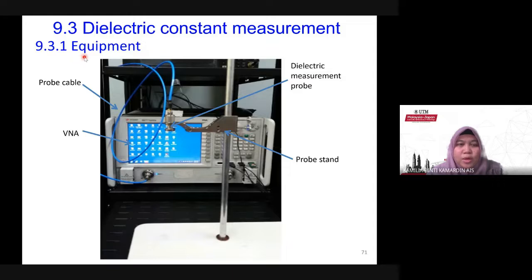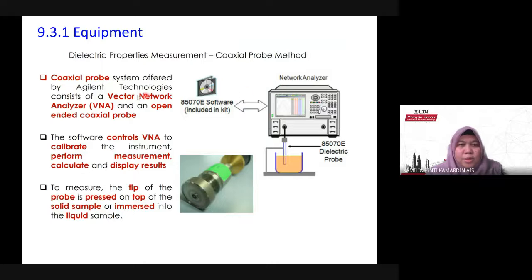So in order to ensure that the phantom really mimics the biological tissue, for example, if you want to have fat or stomach or muscle, we have to measure the dielectric properties. So the equipment that we use is the vector network analyzer with a dielectric measurement probe. This is a probe, and we will have a probe stand and a cable. Okay, so basically the concept is to have a vector network analyzer with an open-ended coaxial probe. This is a coaxial probe.